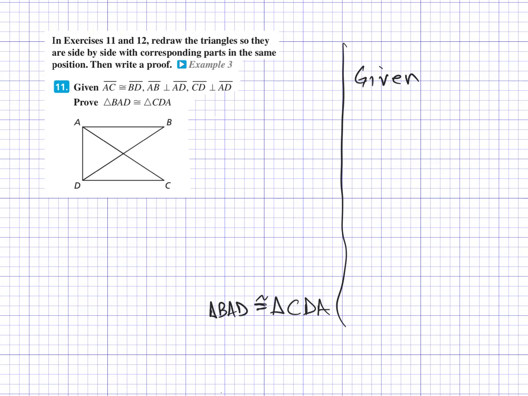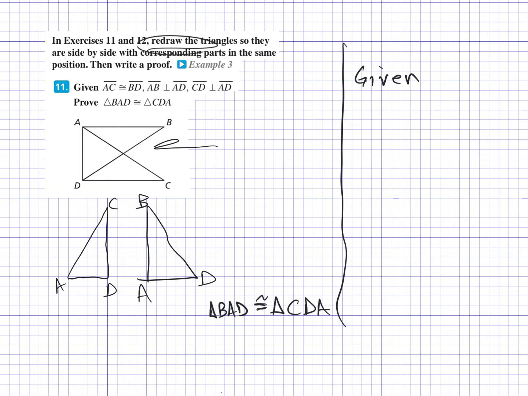Let's go ahead and mark it AC. Now we're going to redraw these. It does say to redraw them. So I'm going to redraw AC. So A, C, and D here. And then B to D is the long one, and A is right here. I'm going to redraw these like this. I just separated the two triangles here. So it says AC is congruent to BD, and AB is perpendicular to AD.